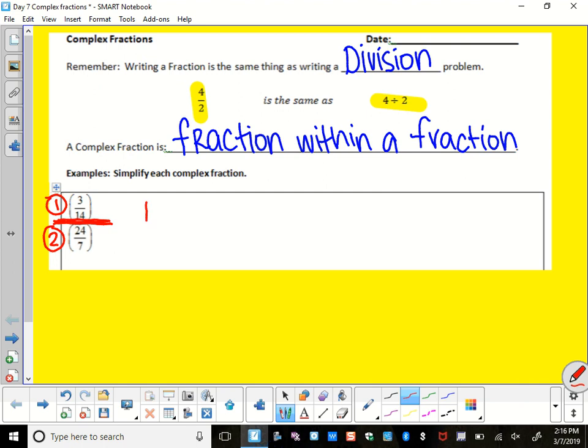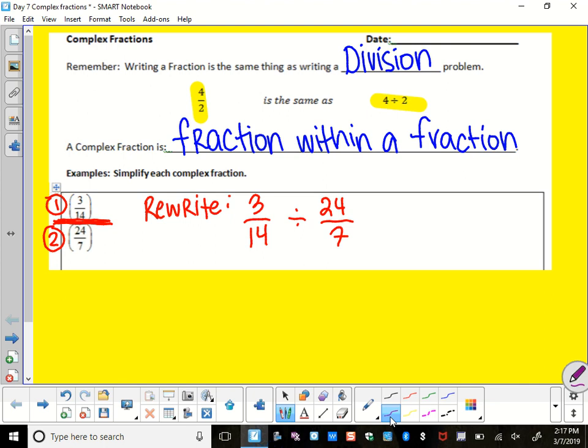The first thing I want to do for this problem is I want to rewrite it. Okay, if I rewrite this problem, we have 3 over 14 divided by 24 over 7. All I did so far was just rewrite what I already had. Who remembers what we do when we have to divide fractions?